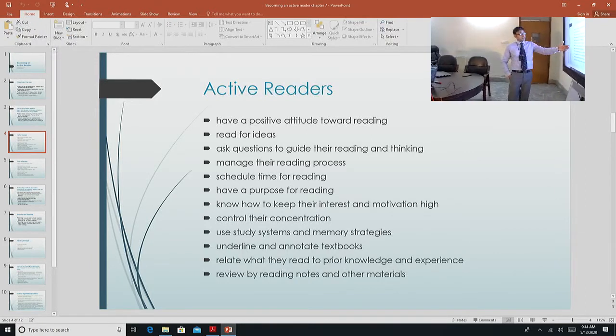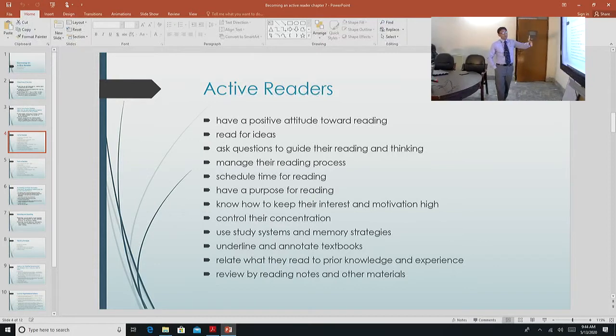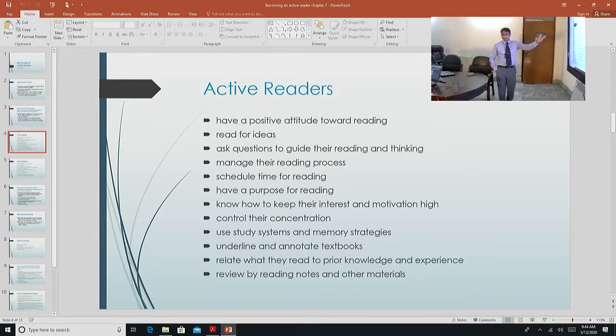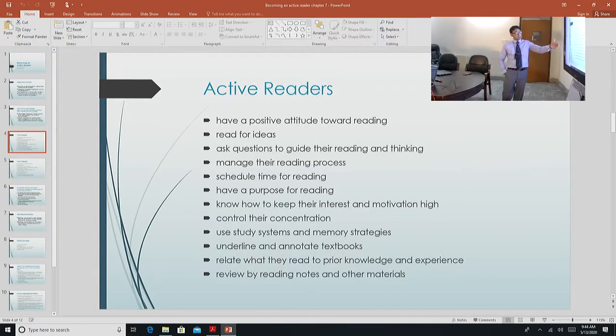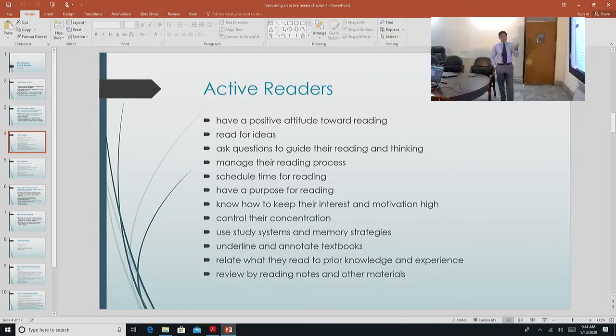Control their concentration. They do not let their concentration wander around. So they control their concentration. Use study systems and memory strategies. So they use their memory strategies.